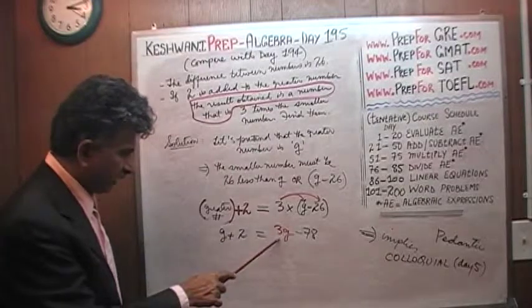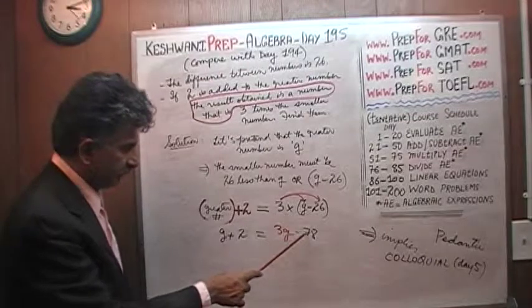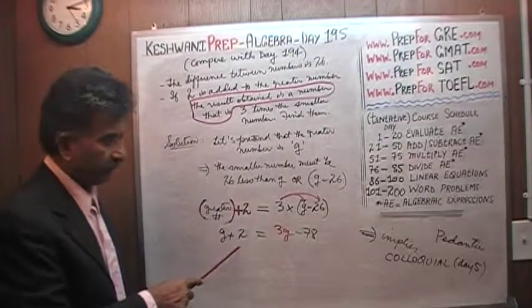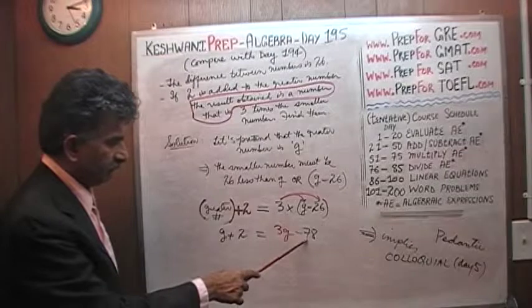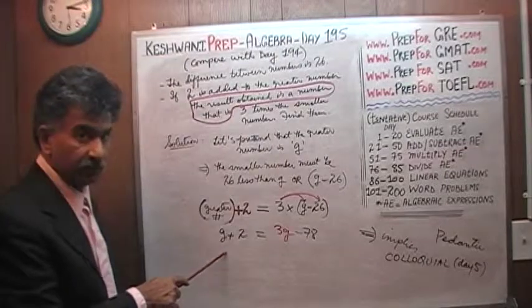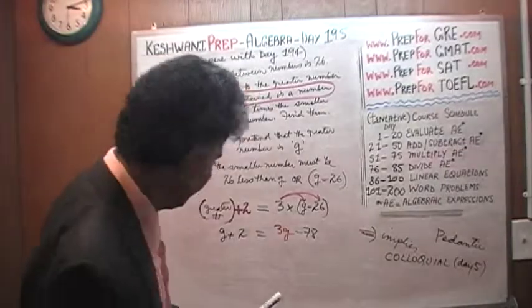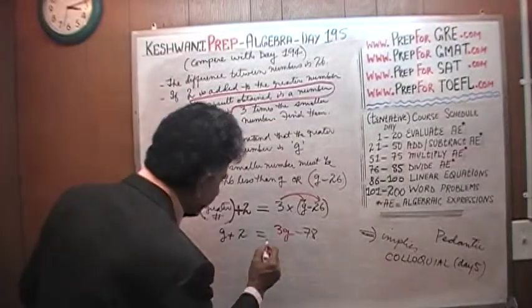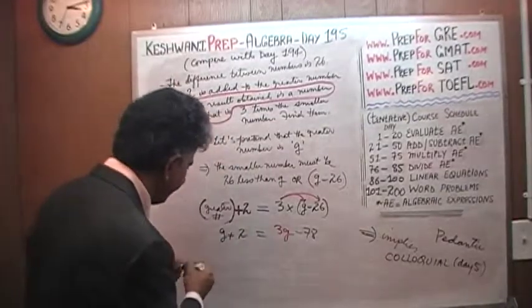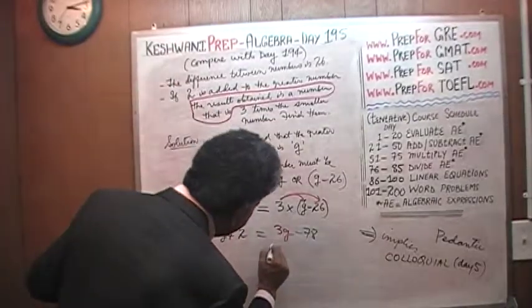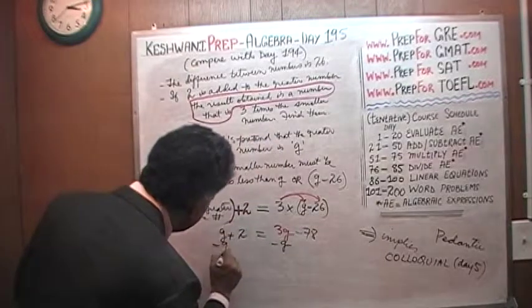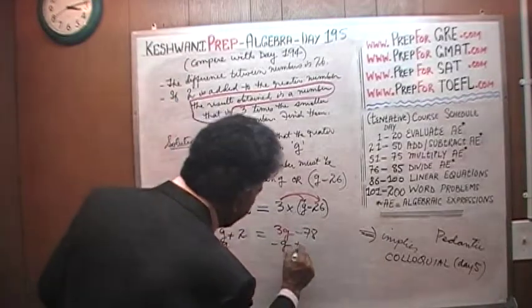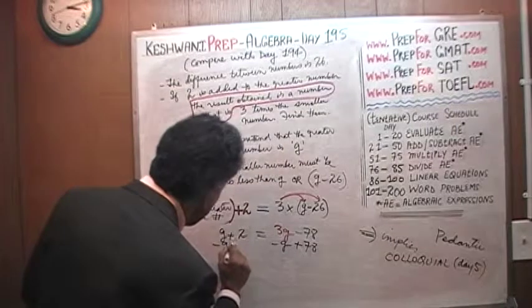Bring this g over there to the right hand side, and let's bring this number over here, which will also serve the purpose of making that number positive. Negative 78, by the time you bring it here, it's going to become positive 78. So let's do all of that. So let's subtract g from both sides, and let's add 78 to both sides.